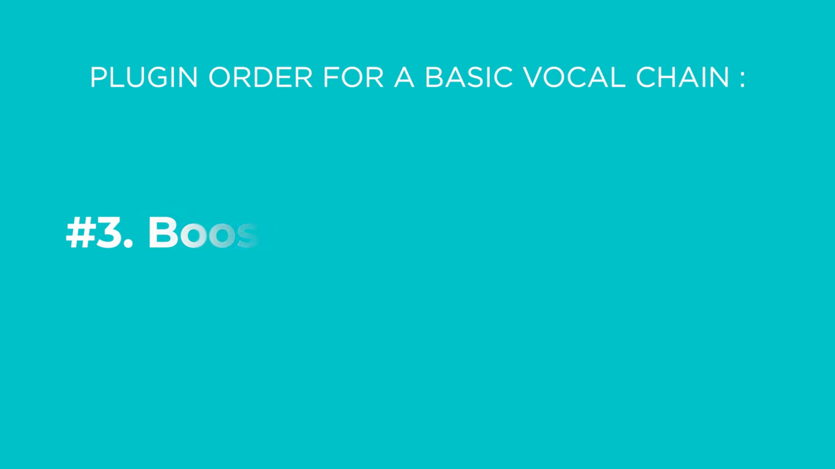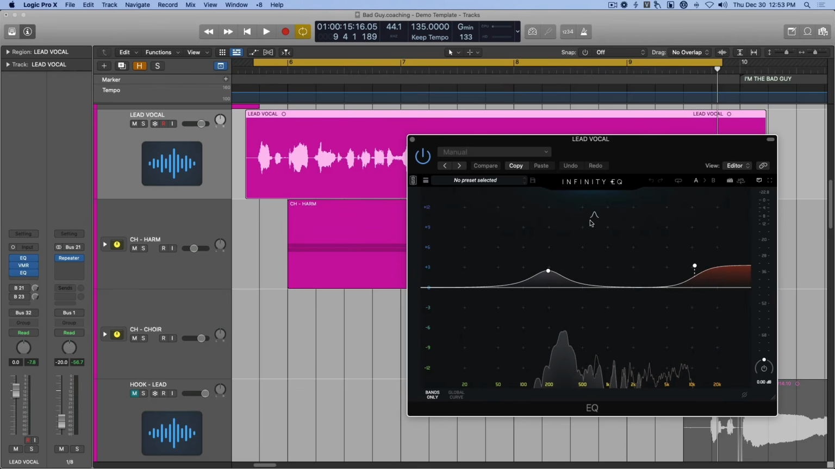Next in the chain, you can boost pleasing frequencies. This means using additive EQ to enhance frequencies that might make the vocal a little brighter, fuller, or stand out in the mix a bit more. I found that using additive EQ after compression usually sounds crisper and cleaner than if you use it before compression. Here's an example of some additive EQ I used for this particular vocal.